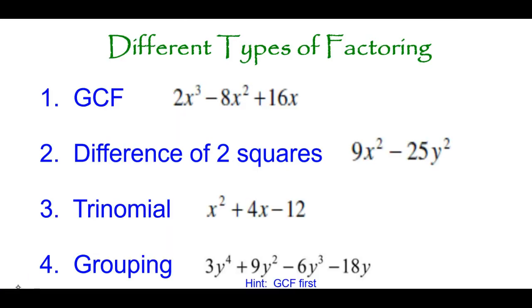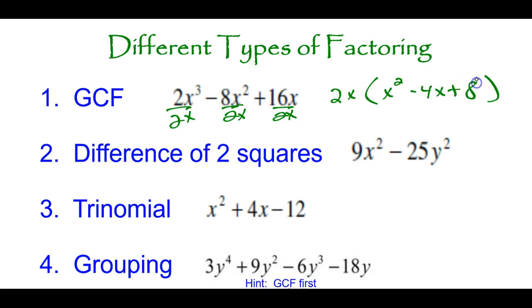So you do need to know how to factor, and I've learned in teaching this course several times that it's a good idea to review some of the techniques or different types of factoring. So we could pull out the GCF because I see each has an x and each is divisible by 2. So taking half of everything. When you pull out a GCF, I'm really just thinking divide each term by 2x. So x squared minus 4x plus 8.